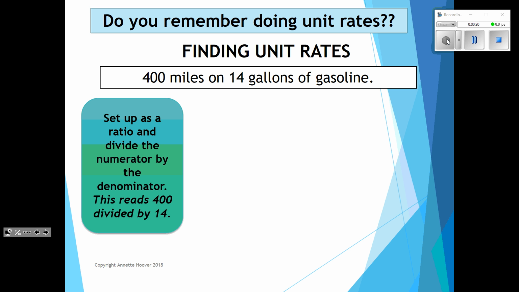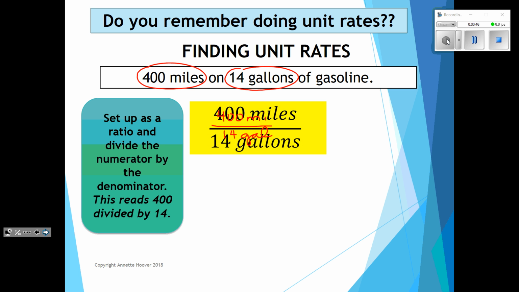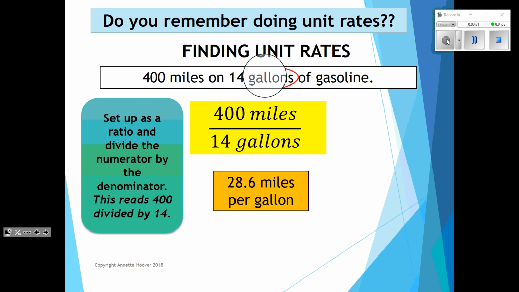If you're trying to find the unit rate of 400 miles on 14 gallons of gas, the unit rate would be how many miles did you drive on 1 gallon of gas? So remember that we set up the information as a ratio. We put the 400 miles on the top and the 14 gallons on the bottom. Now we simply take our calculators and divide. 400 divided by 14. And when we do that, we find out that it's 28.6 miles per gallon. That means for 1 gallon.